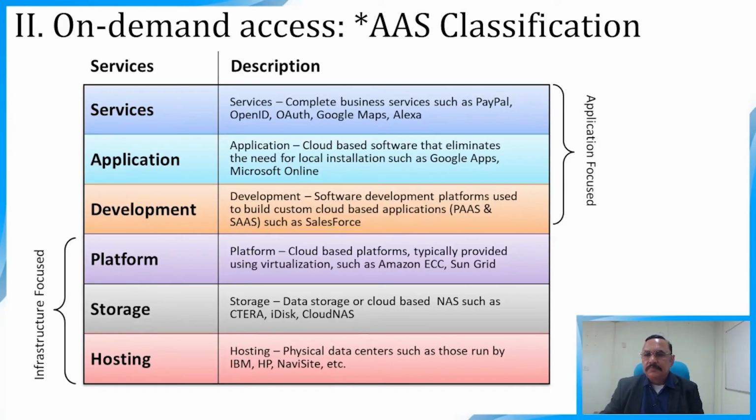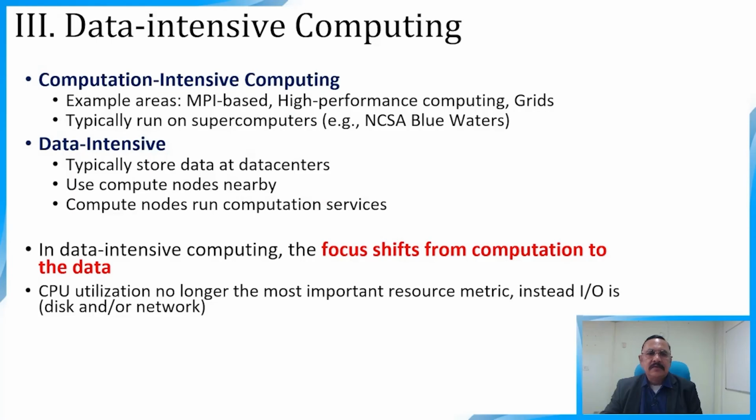Now, if you see the service versus description, what you will find is that the infrastructure focus is there: hosting, storage and platform. Hosting means the physical data centers which are run by different companies like IBM, HP, Google, Microsoft and so on. Storage means data storage or a cloud-based NAS. Platform is the cloud-based platforms provided by virtualization, as we have already told. Application-focused services, applications and development, we have already seen in the previous.